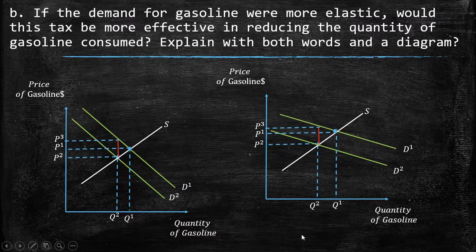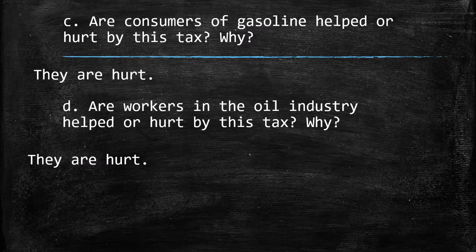So in this case, the question is, would this tax be more effective in reducing the quantity? Yes, because given the elasticity, they are more sensitive to changes in the price. So in this case, it's going to be reduced from Q1 to Q2, which is larger than the change they had before. So this is more effective, definitely.